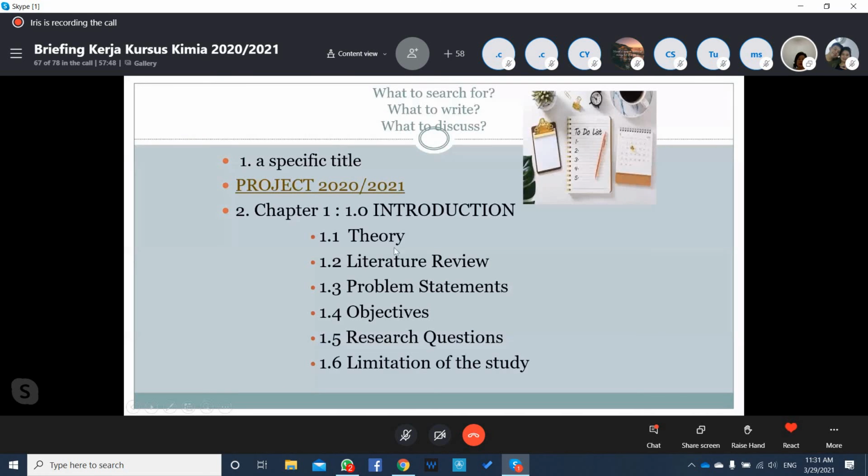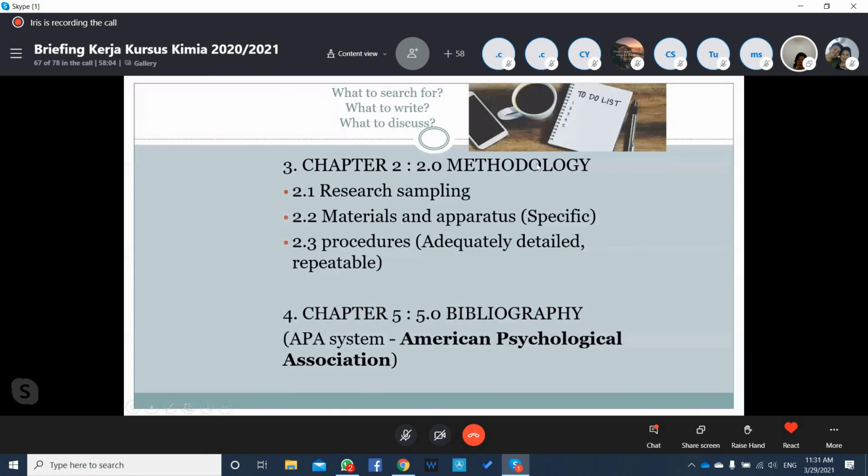So after you choose a title, you start to do Chapter 1. Theory behind, start to search, literature, problem statement like just now. From the problem statement, you will get the objective, research question, limitation not yet, and then you move on to Chapter 2 for your methodology. You set how to do step 1, step 2, step 3, in passive voice. Then along the way, you have collected your references, your bibliography using the APA system. So when you submit your proposal, you already have Chapter 1, Chapter 2 and Chapter 5 done.